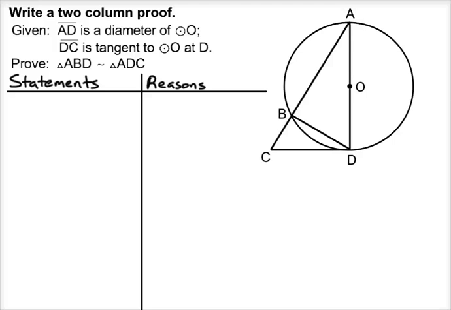Rated 2 column proof. Given segment AD is a diameter of circle O, segment DC is tangent to circle O at point D, prove triangle ABD is similar to triangle ADC. So filling in my statement of reasons.